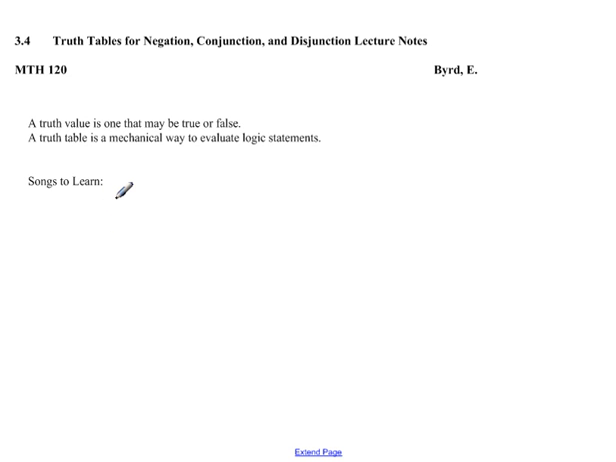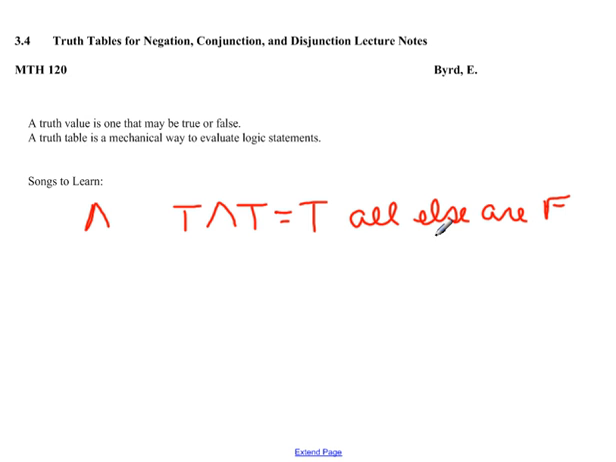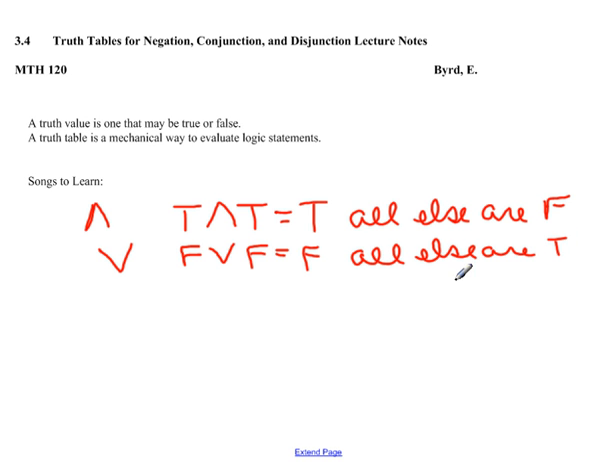When we do a truth table, you need to know what I call the songs or the keys to each of the symbols. So the conjunction song is true and true is true, all else are false. Meaning the only way for a conjunction to be true is if both situations are true. If even one of those is false, then the whole statement is false.